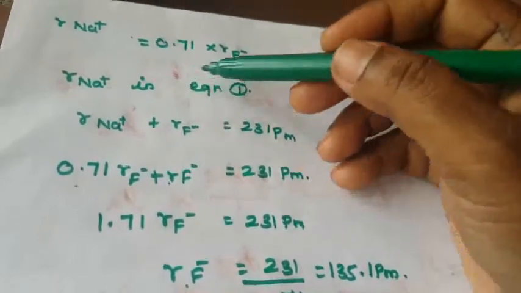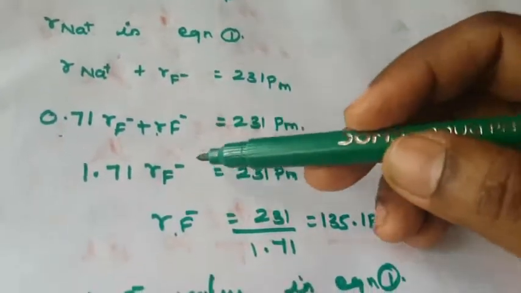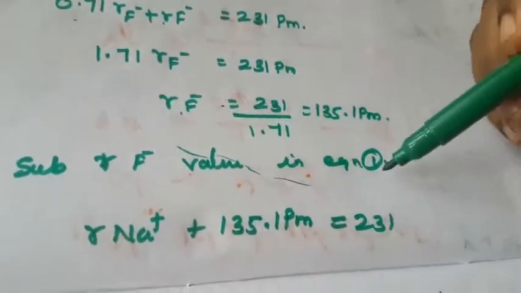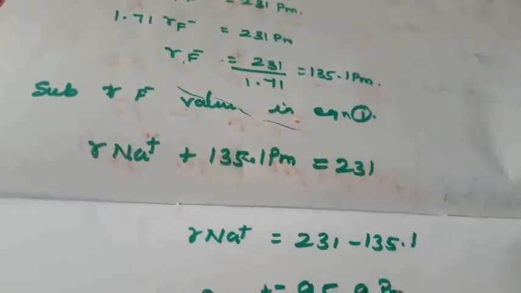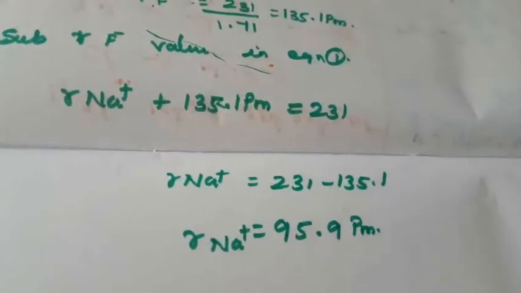Then substitute the values in equation 1. After that, the F minus value is found out. Then substitute the F minus value in equation 1 again, and the Na plus value is calculated. This is the other one. Okay, so this is the calculation of the effective nuclear charge.